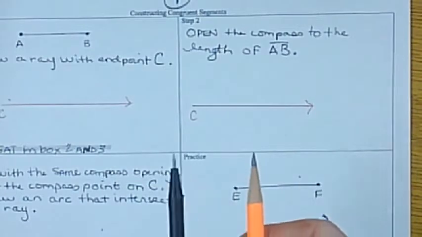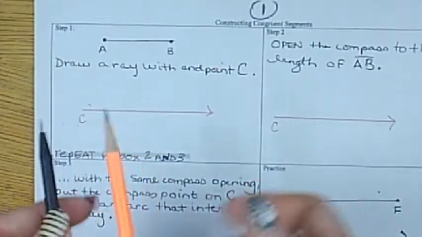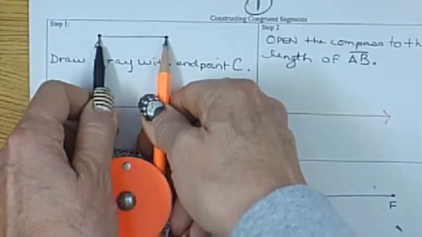So what they're asking us is to measure AB, okay? So point and pencil, it doesn't matter which one's on which. We're using one to measure to the other. So from A to B.